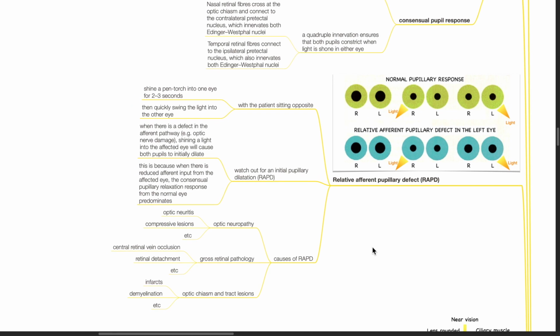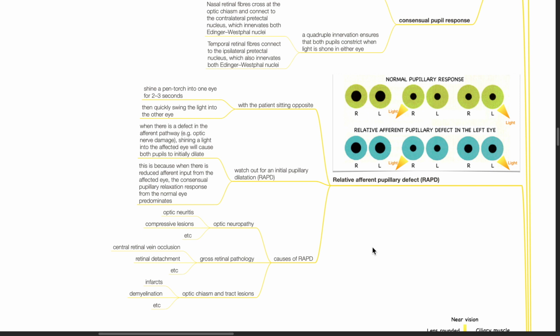When there is a defect in the afferent pathway, such as during optic nerve damage, shining a light into the affected eye will cause both pupils to initially dilate. This is because when there is reduced afferent input from the affected eye, the consensual pupillary constriction response from the normal eye predominates. Causes of RAPD include optic neuropathy, such as that caused by optic neuritis, compressive lesions, etc.